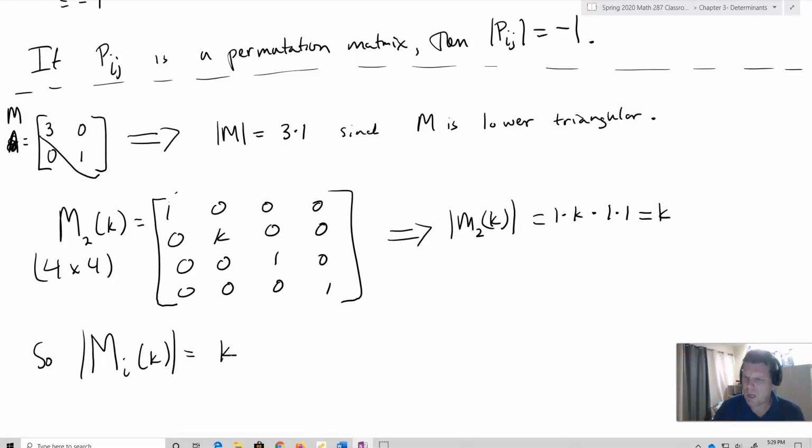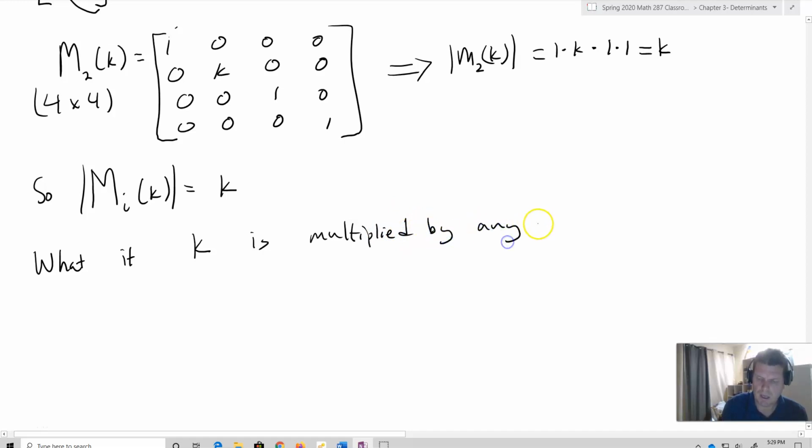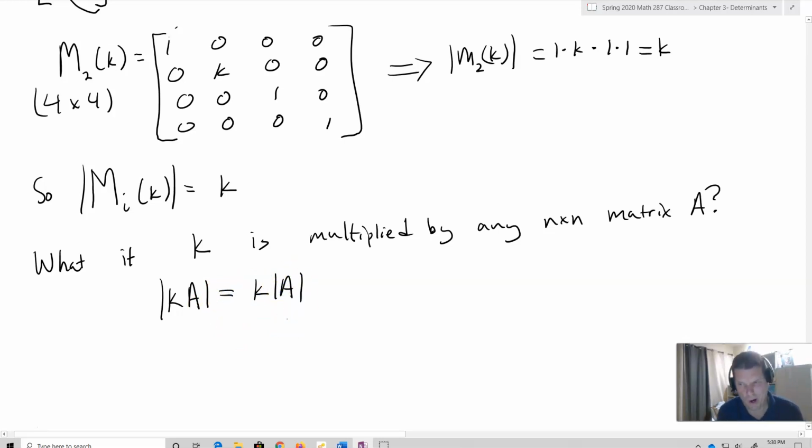Hey, question. What if K is multiplied by any n by n matrix A? So what we're asking is, what's the determinant of KA? Now our instinct is to say that it's K times the determinant of A. But this is actually wrong. This is not correct. That's not true.